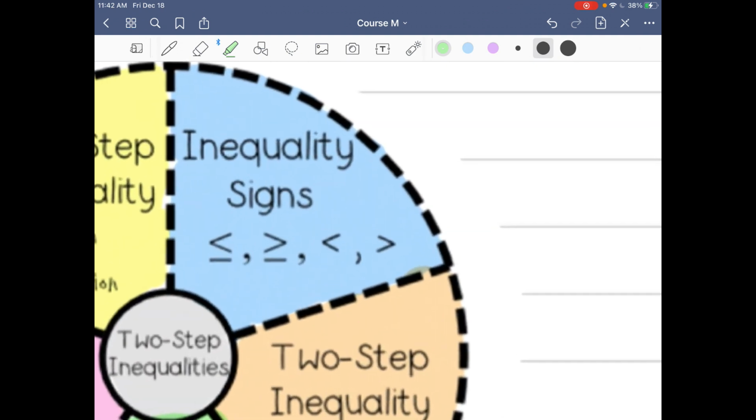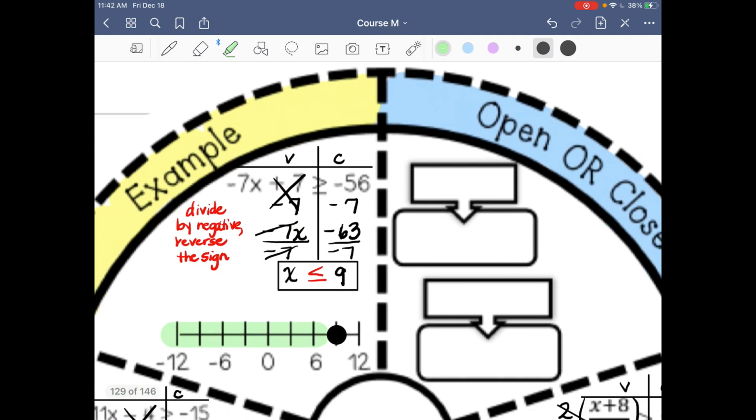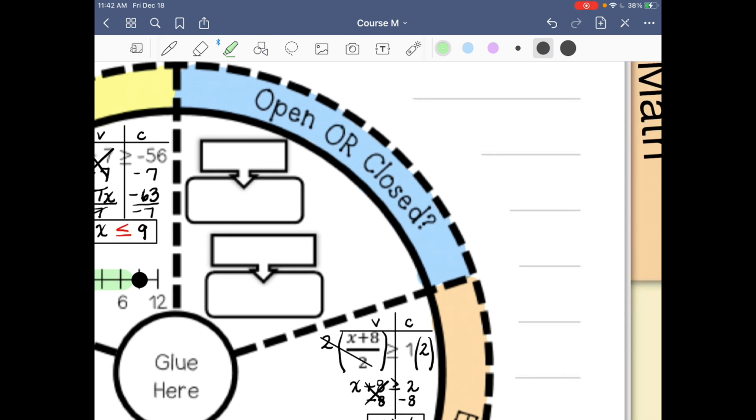Okay, the last thing we have to do is related to the signs. And let's just review. If you have an open interval, and remember that looks like this, that means that you have less than or greater than. If you have a closed interval, and remember that looks like this, that means that your sign is either less than or equal to or greater than or equal to.